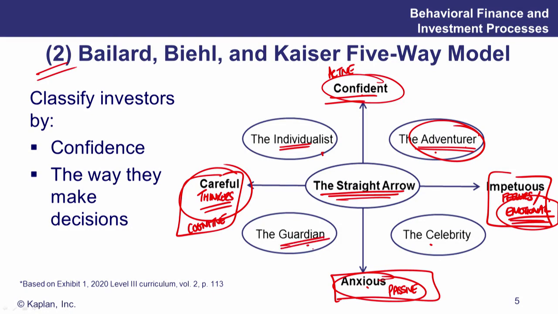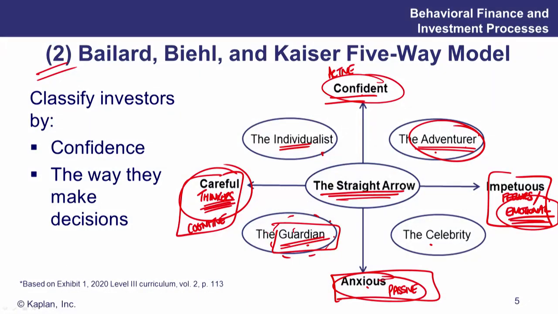Now on the more anxious side down here, the thinker is called the guardian. The guardian is, once again, very studious, very methodical in their analysis, but they're thinking about protecting the portfolio. They're very much based on data once again when they're making their decisions.